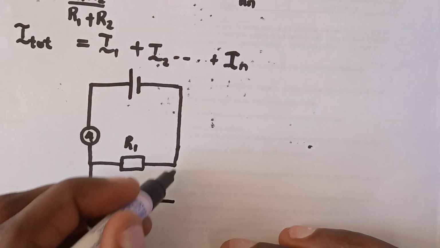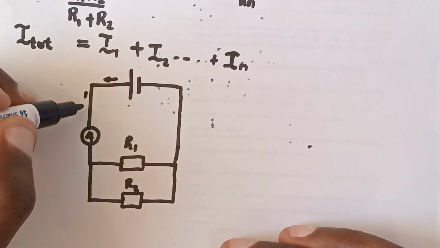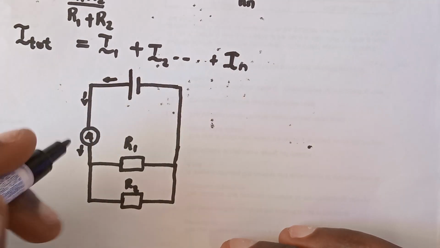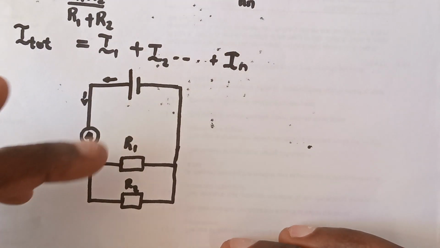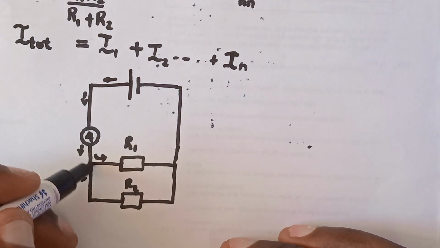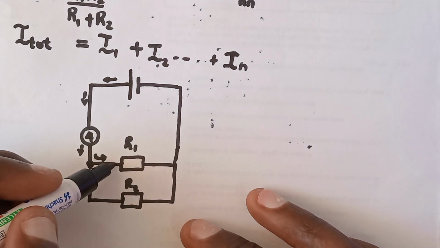So here you can see that the current flows from this direction and goes past this ammeter. This ammeter reads the rate of the current that flows through it, and then you can see that the other current goes this direction, and the other goes this direction. So here we divide our current, but the potential difference is equal.